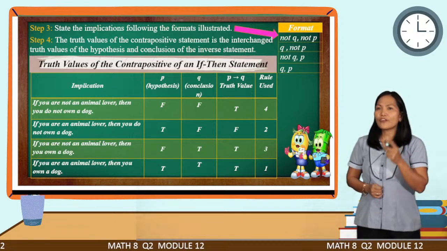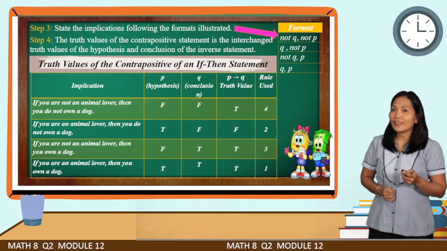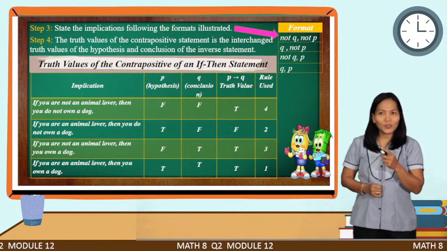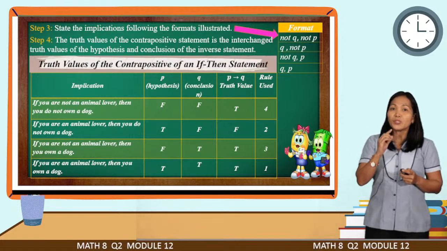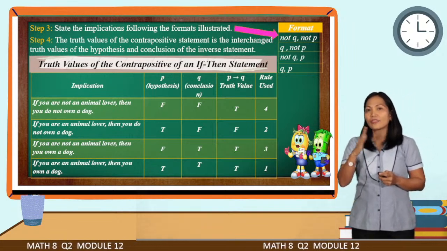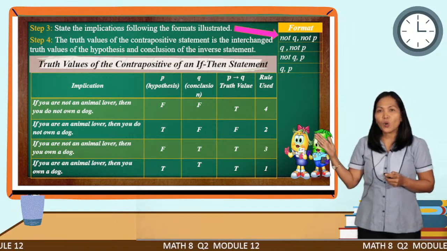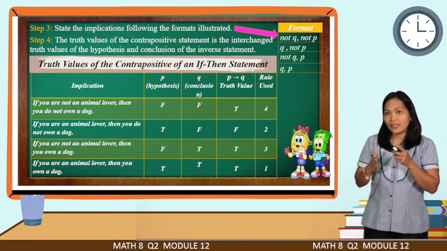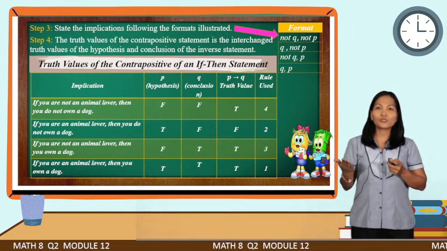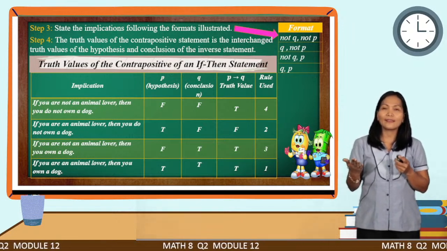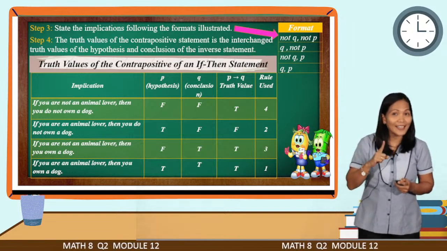For our fourth implication, if you are an animal lover, then you own a dog. Take note, both the hypothesis and the conclusion do not change the thought of the original. So they are both true. And if the hypothesis and the conclusion are both true, then the implication is true. And what rule is that? Rule 1.